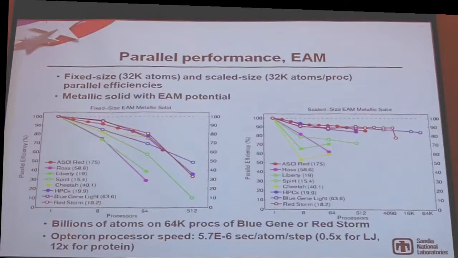So here's a different problem. LAMMPS can simulate a large class of problems, many different classes of problems. And this problem is an embedded atom potential simulating a metal, in this case, I believe copper. And again, we do a fixed size and a scaled size problem, and again, 32,000 atoms.